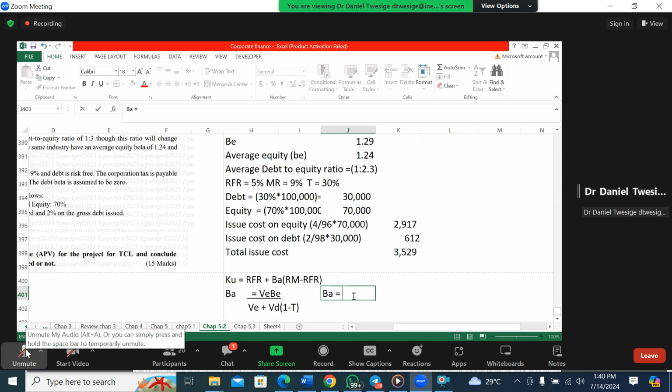So it means I'm going to take my VE, which is, because this is debt to equity, it means VE is 2.3. 2.3 times 1.24 over 2.3 plus 1 into 1 minus 0.3. What do you get?